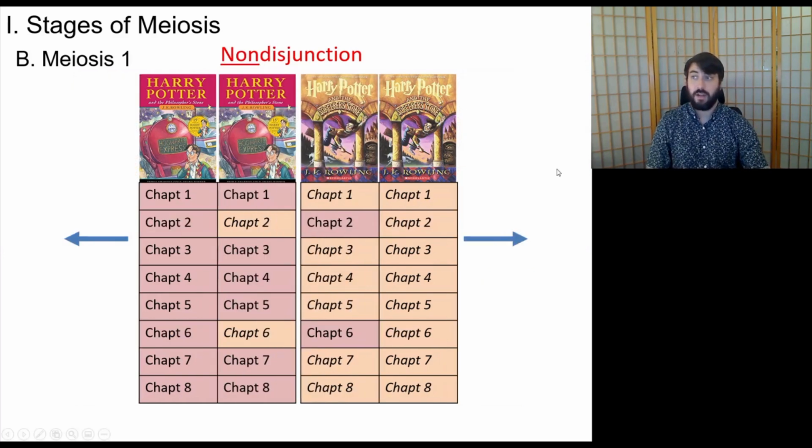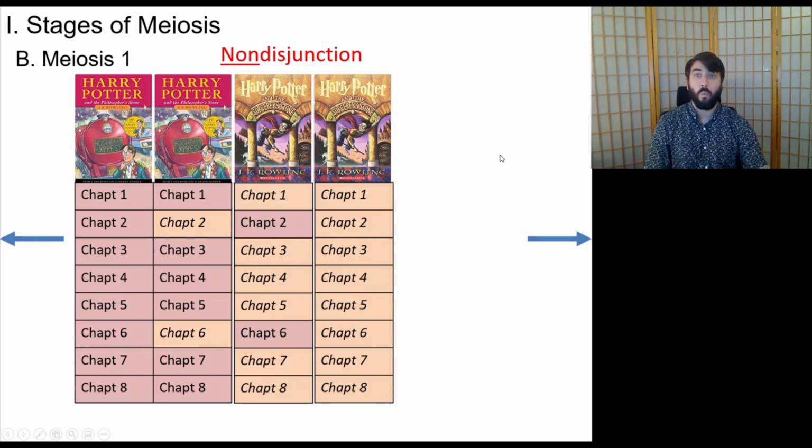However, non-disjunction is when they go to move apart and one of the sets of homologous chromosomes doesn't separate. This would be called non-disjunction, right? And for some reason, one of our cells is getting two versions of Harry Potter Book 1, while another cell is getting no versions. Okay.